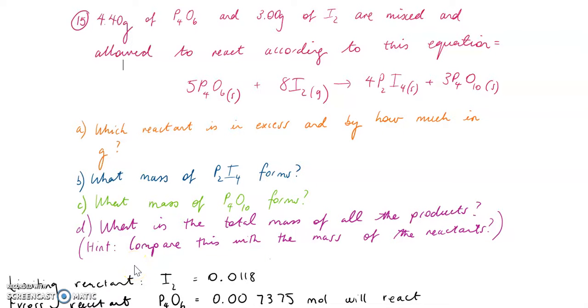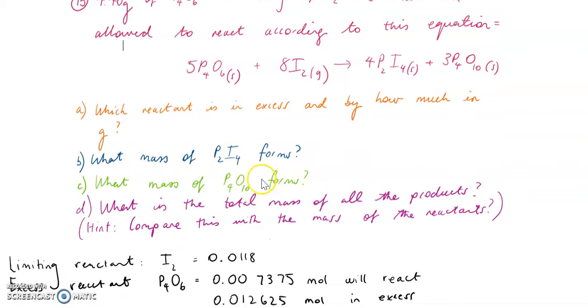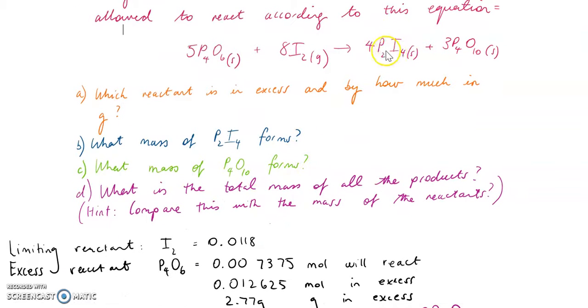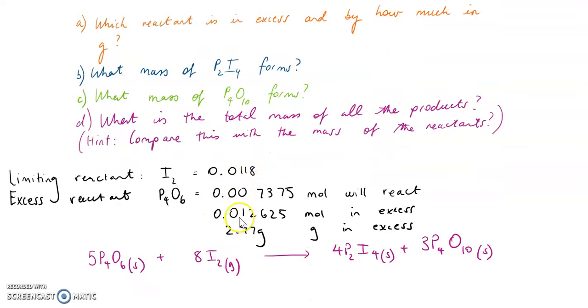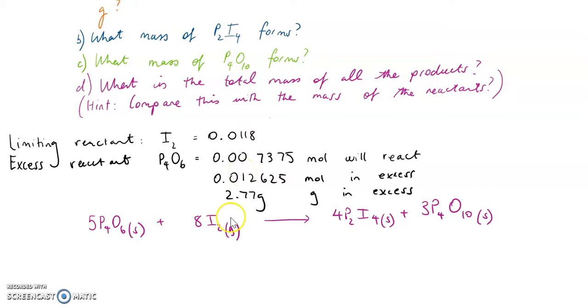Okay, so just continuing with this question, we're up to B. What mass of P2I4 forms, one of our products? So we have to look at which of our reactants is a limiting reactant and use that mole amount to determine all the other proportions of the other reactants and how much of the product will be formed as well. The limiting reactant mole amount will determine all other values. So we're going to be using that value to figure out our unknowns.